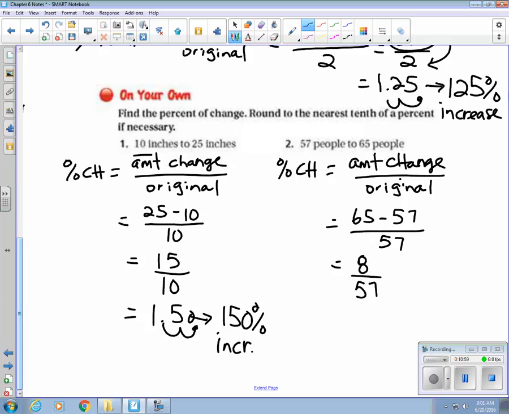So let's go ahead and do that in our calculator. 8 divided by 57 equals, and now we got a little bit of a decimal here, so we're going to round it at one point. So I'm going to do 0.140.